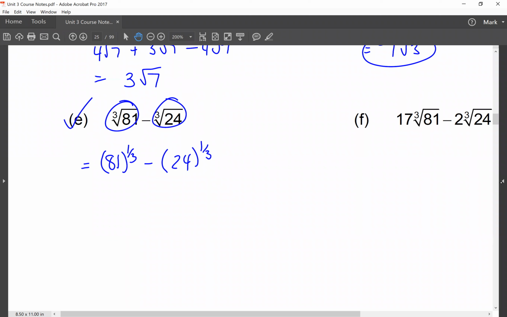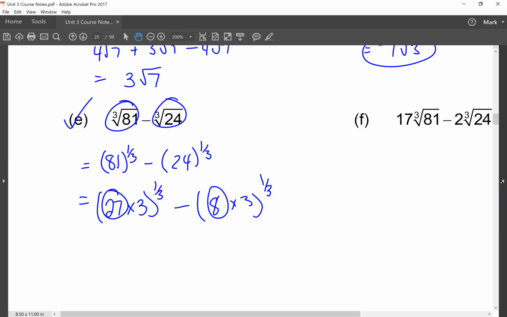So it just took me a while, trying some numbers on my calculator. 81 is the same as 27 times 3. And the cube root of 27 is 3. 3 times 3 times 3 is 27. So that's good. Okay, so what about 24? What can we take out of that? Let's see, probably 8. 8 times 3 is 24. Okay, so 27 and 8 are perfect cubes.